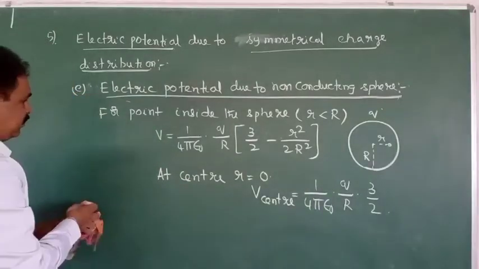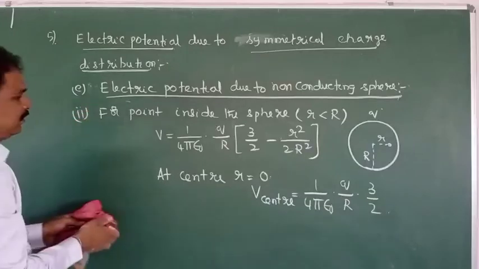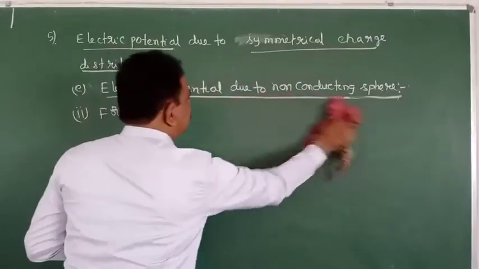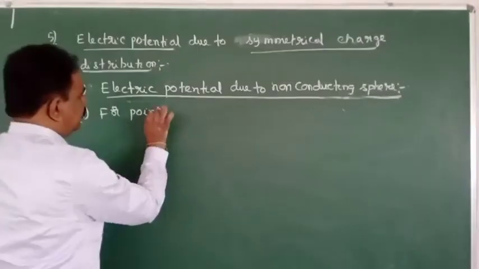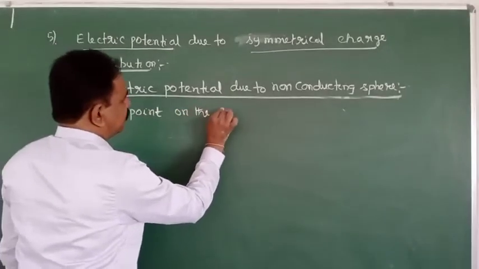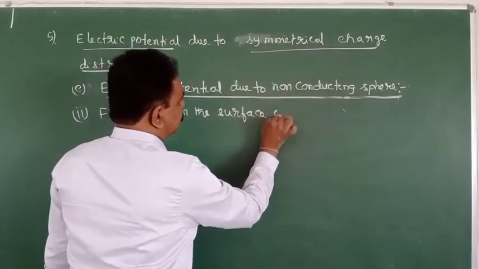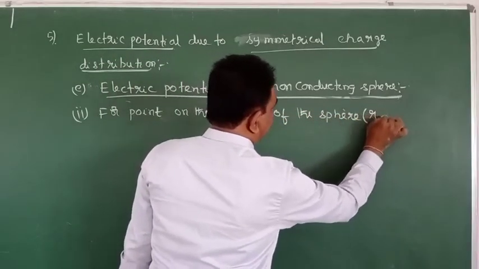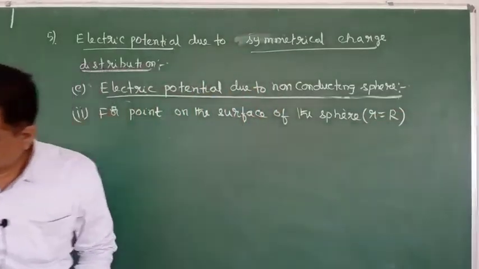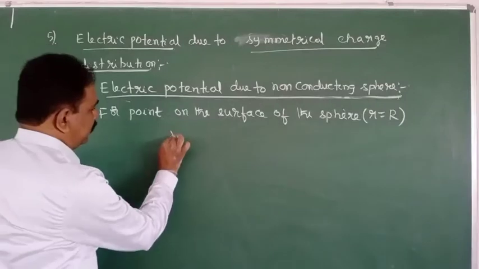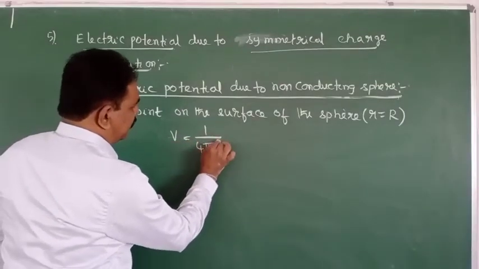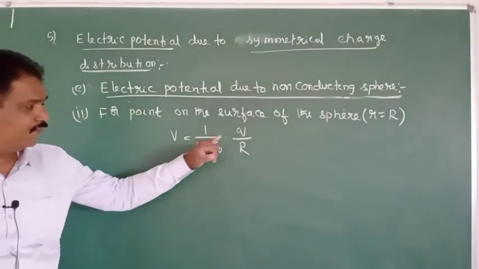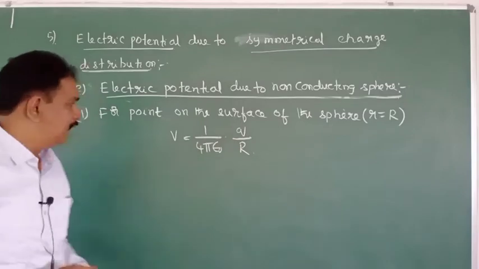Second one, for a point on the surface of the sphere, in the bracket r is equal to R, then the V value will be the same for conducting and non-conducting, the same formula you will get: 1 by 4 pi epsilon naught Q by R.